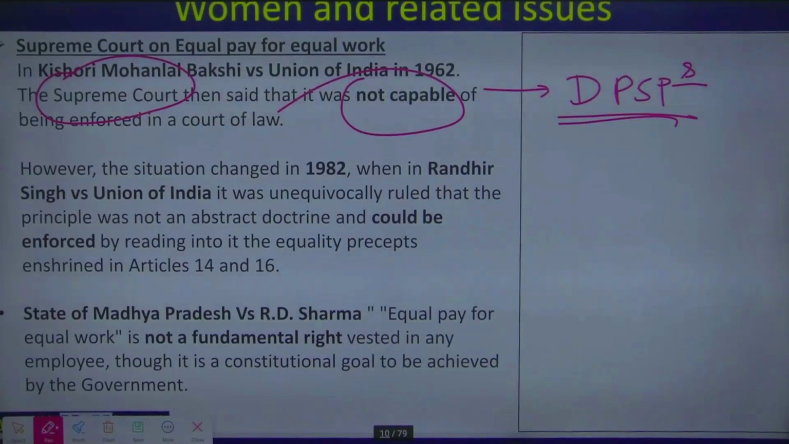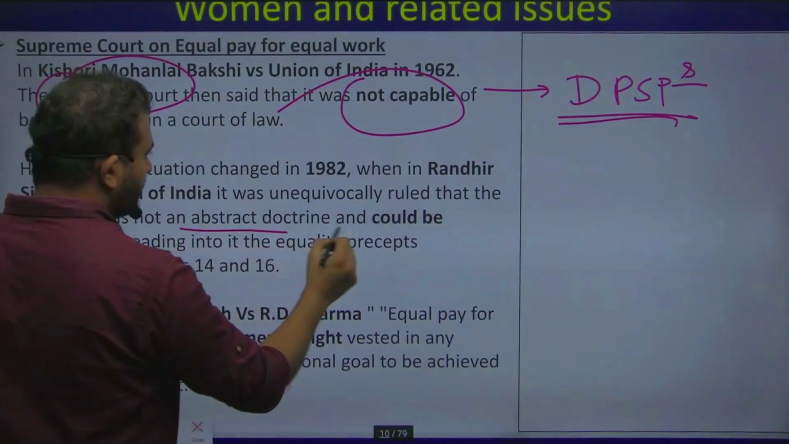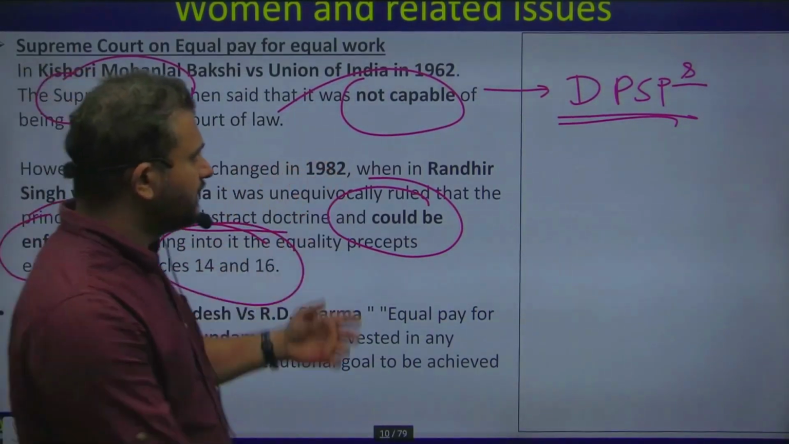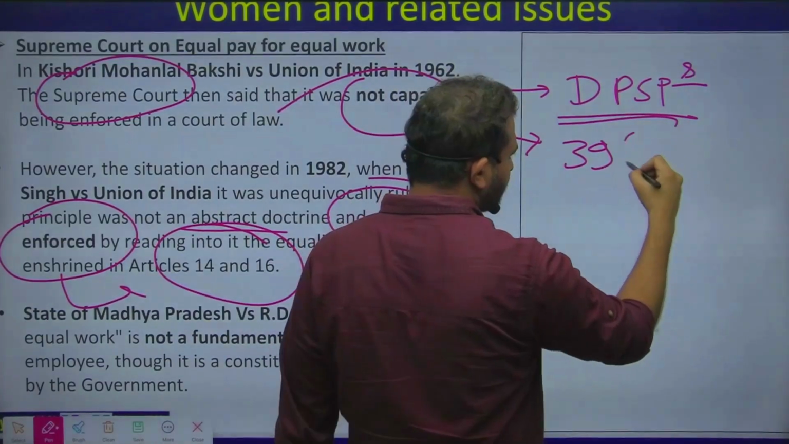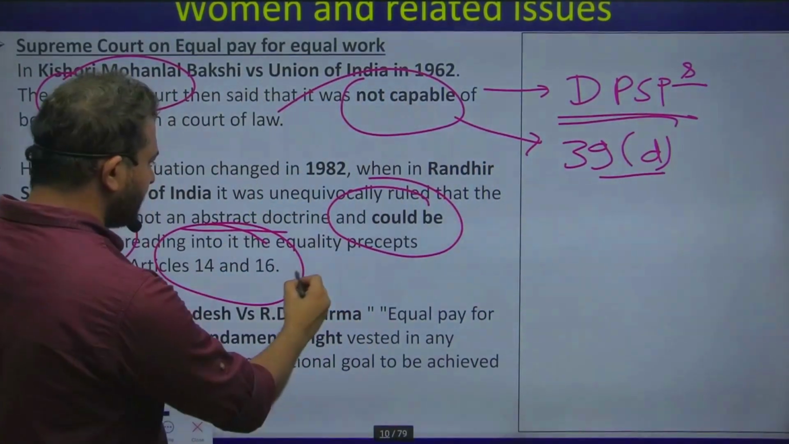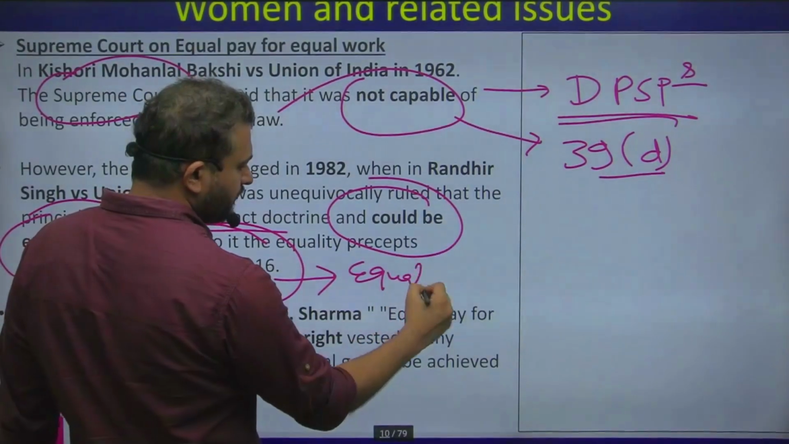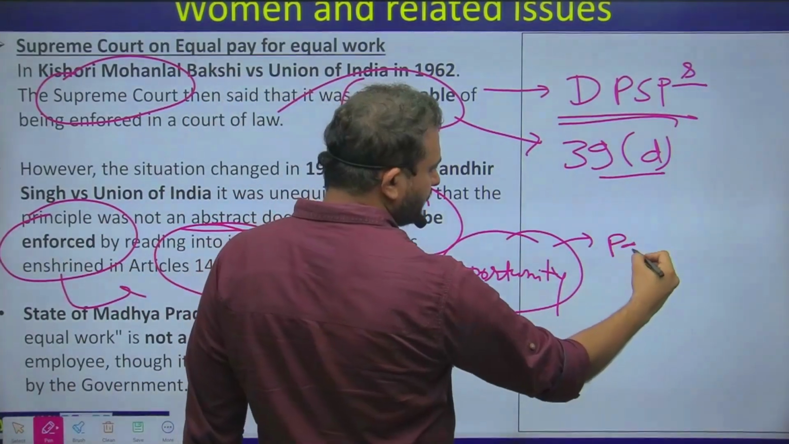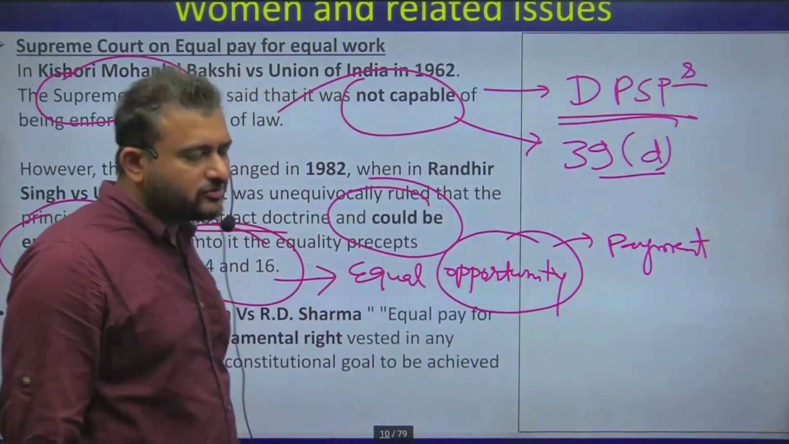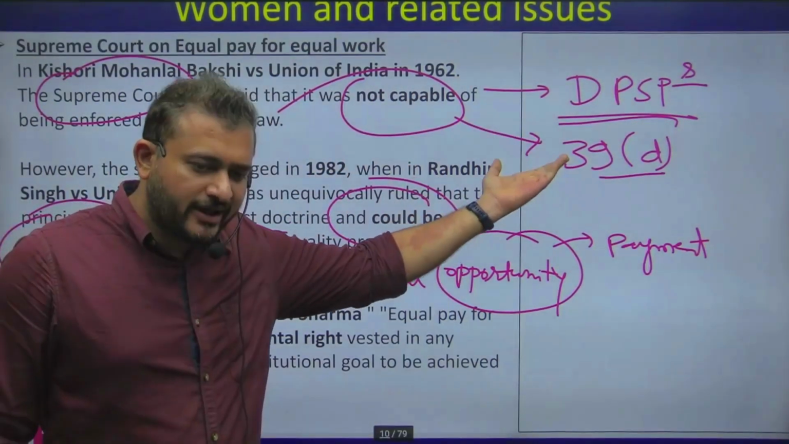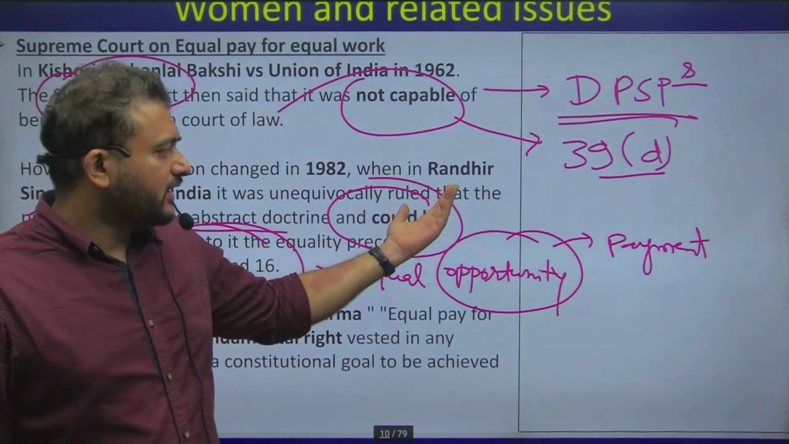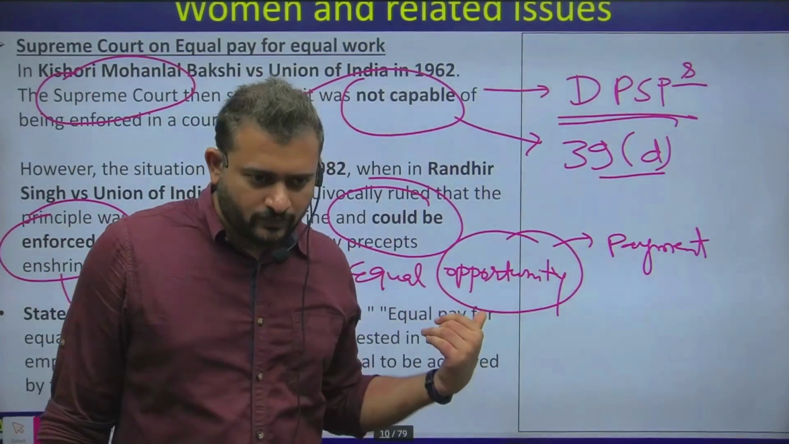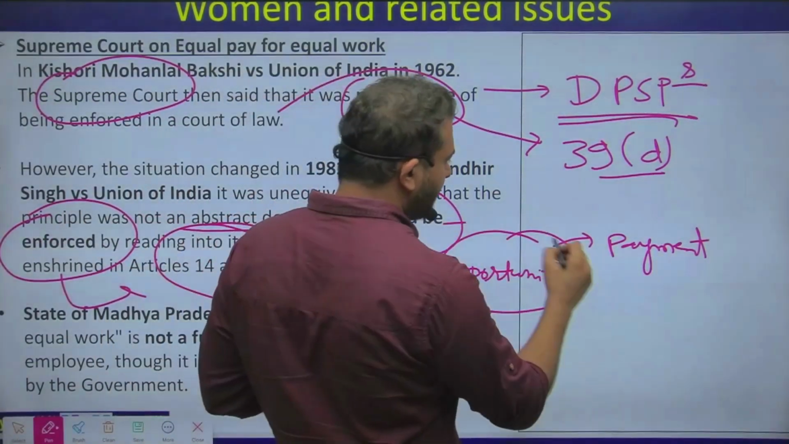But later on they realized that it is not an abstract doctrine and can be provided. It is seen in Articles 14 and 16. You cannot just say that equal payment is mentioned only in 39D. It is also mentioned in Article 16 that equal opportunity be provided. So opportunity contains payment also, na? So the Supreme Court realized that equal payment is not just mentioned in the directive principles, but can also be interpreted as part of Articles 14 and 16. These are fundamental rights, and they are enforceable.